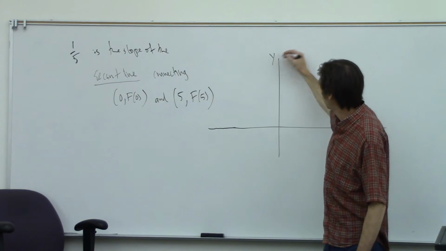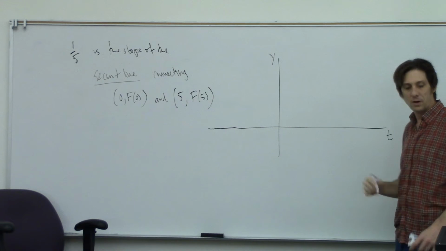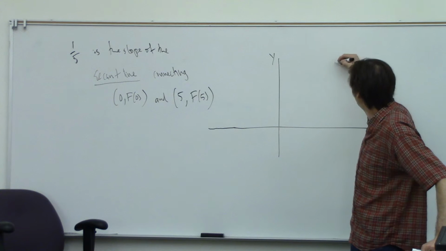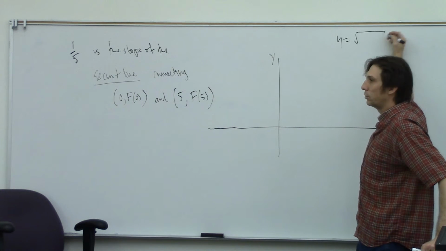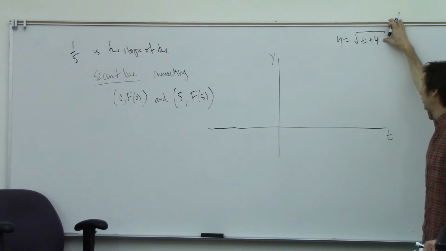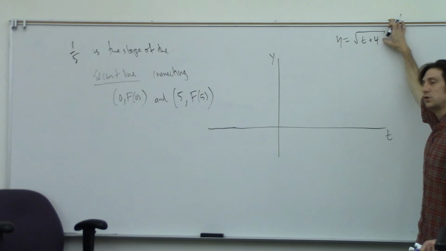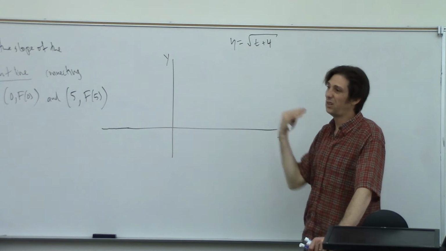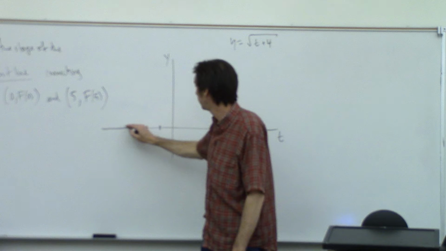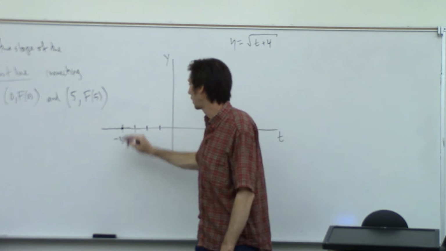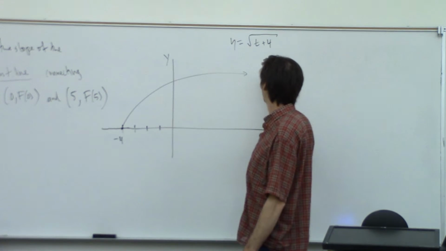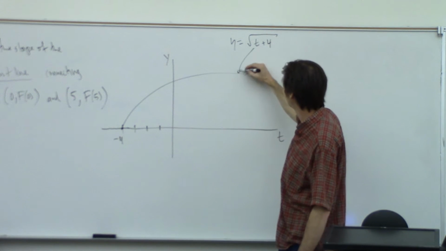I want to sketch the graph of my function. In this problem, I'm in the ty plane. My function is y equals the square root of t plus 4. I recognize this as a standard square root function, translated 4 units to the left, in other words, in the negative t direction. So 1, 2, 3, 4. Here's minus 4, that's the t-intercept. And then here's the graph of this square root function.